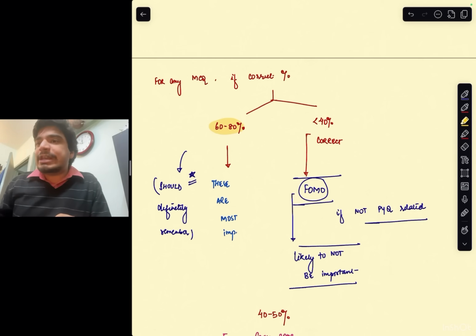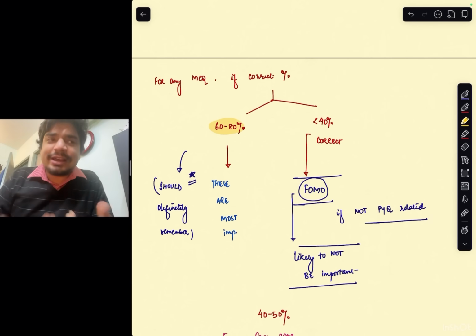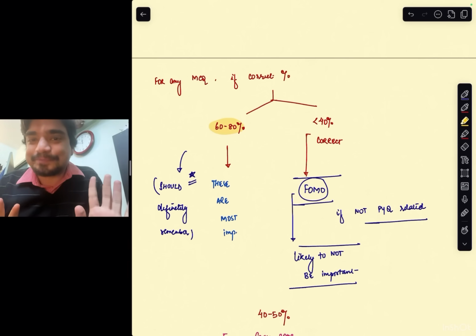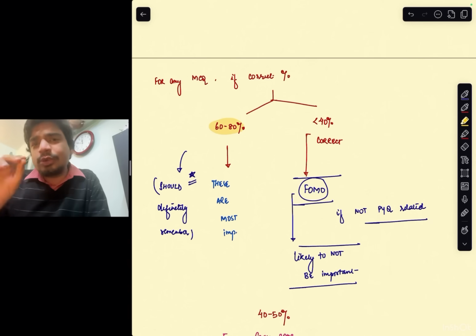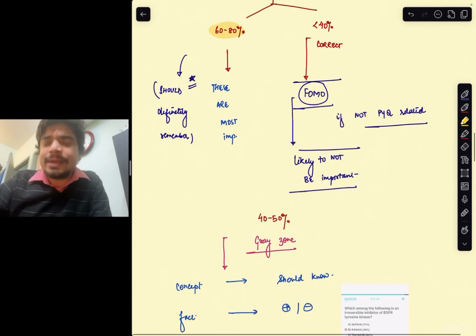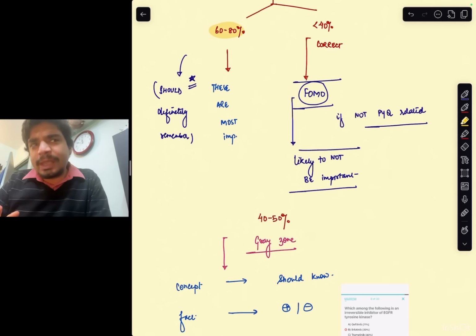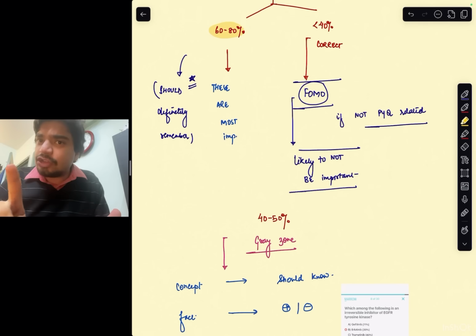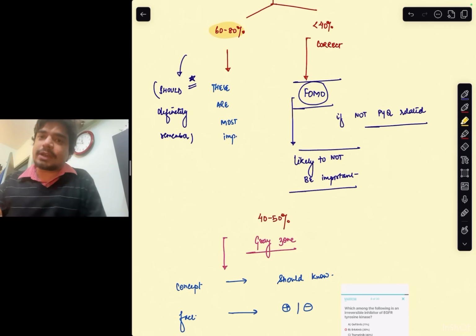While the less than 40% ones, they're useless. If the correct percentage in a question is around 25%, 30%, basically the people who got it correct also got it by chance. They also did not know the answer. Let's be very honest about that. So those questions are not important. Those questions are just added information. See those questions in which 30 or 40% are getting it correct. See if it is from an important previous year topic. See if it is an important concept. Concept is fine. But if it's a fact, it's a useless fact.